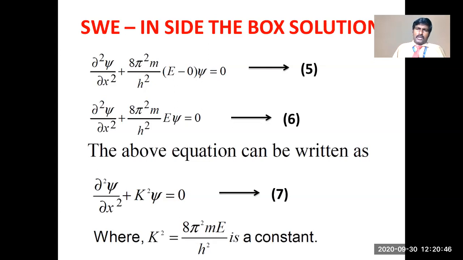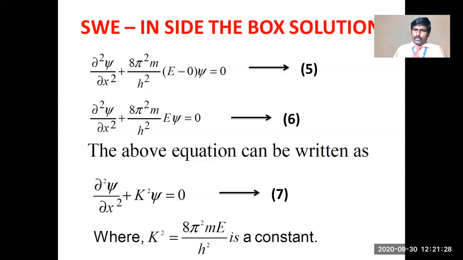Now, in order to simplify the above equation, instead of writing 8 pi square m by h square, we are simply introducing a new constant called k. Instead of writing that entire term, we are writing k square. K square equal to 8 pi square m by h square E. Now, dou square psi by dou x square plus k square into psi equal to 0. It is like a quadratic equation, like ax square plus bx plus c equal to 0.